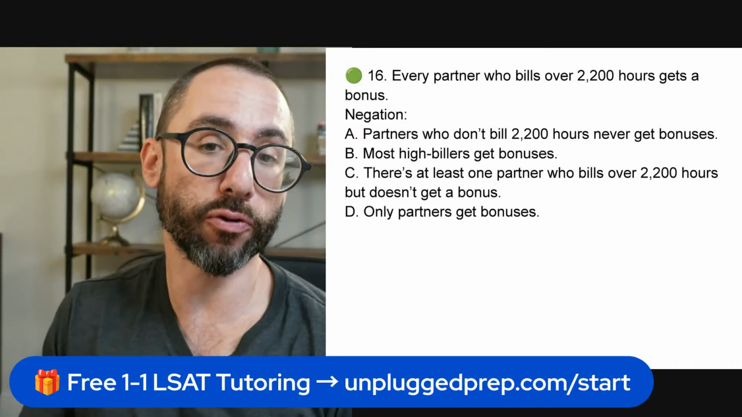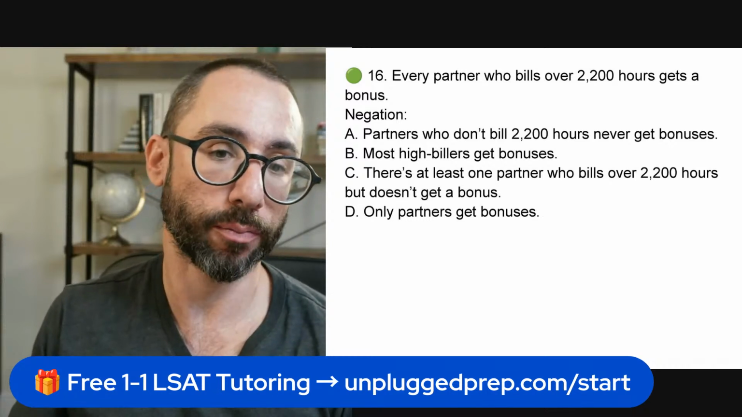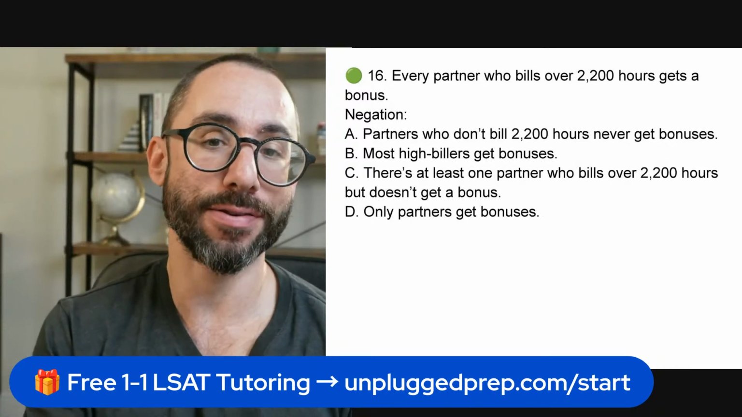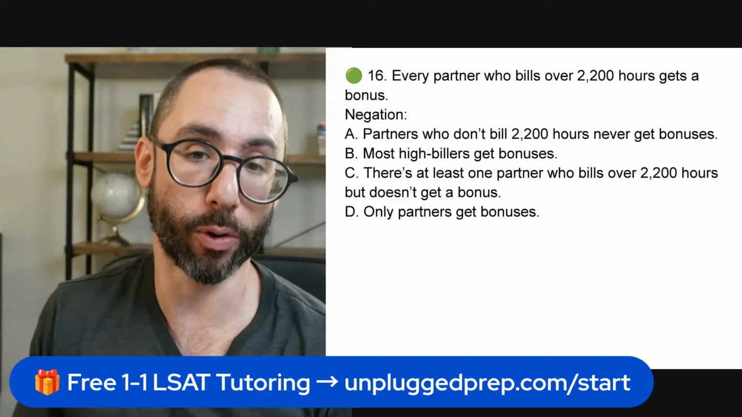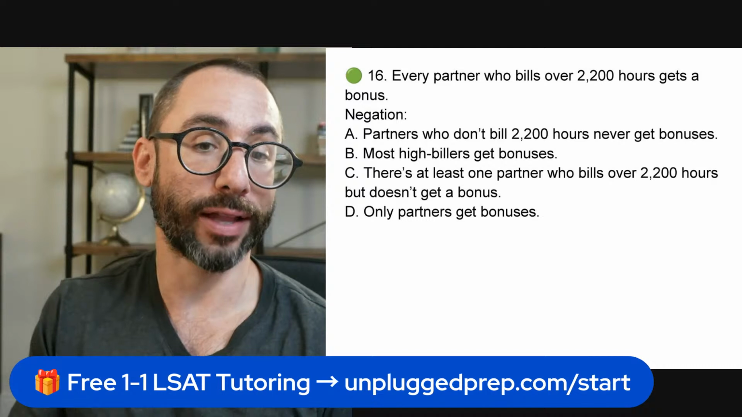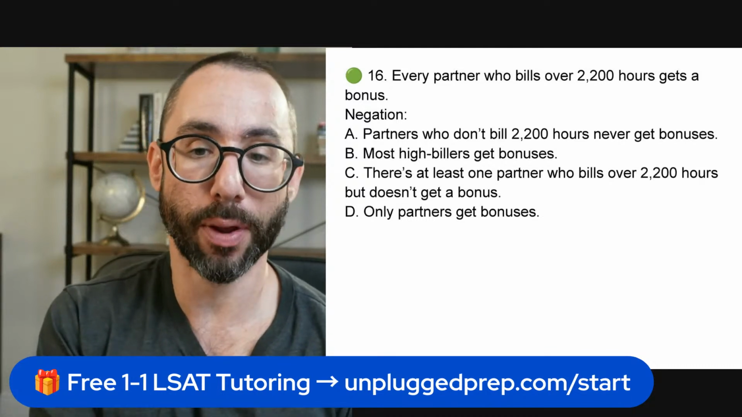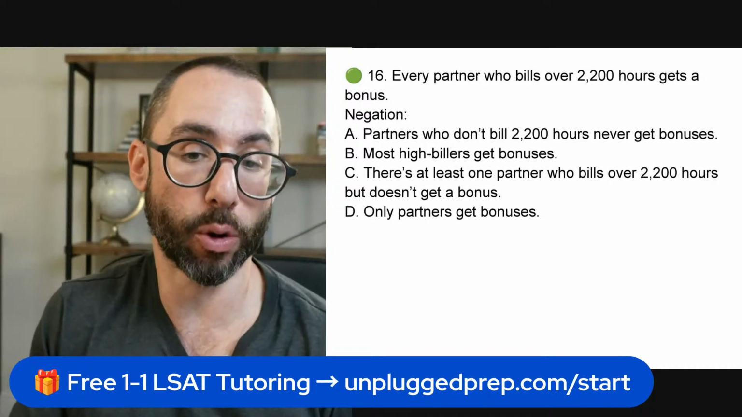Every partner who bills over 2,200 hours gets a bonus. What's the negation? A, partners who don't bill 2,200 hours never get bonuses. B, most high billers get bonuses. C, there's at least one partner who bills over 2,200 hours but doesn't get a bonus. Or D, only partners get bonuses.